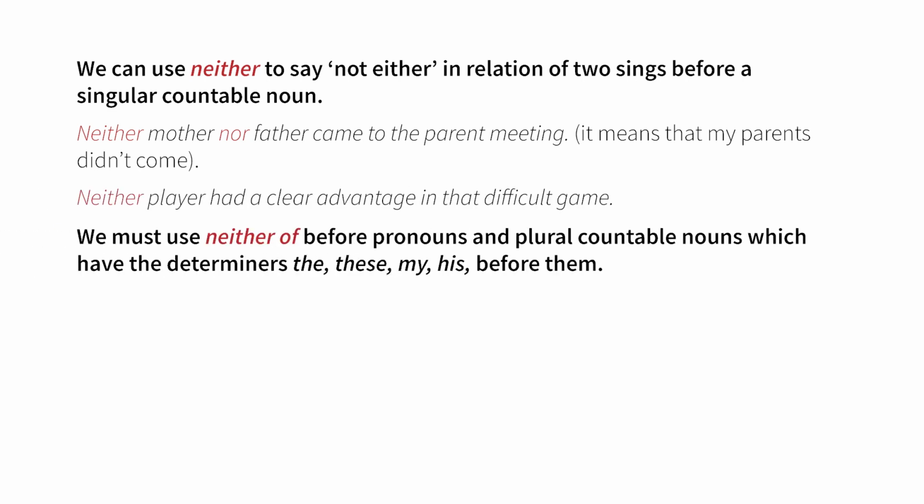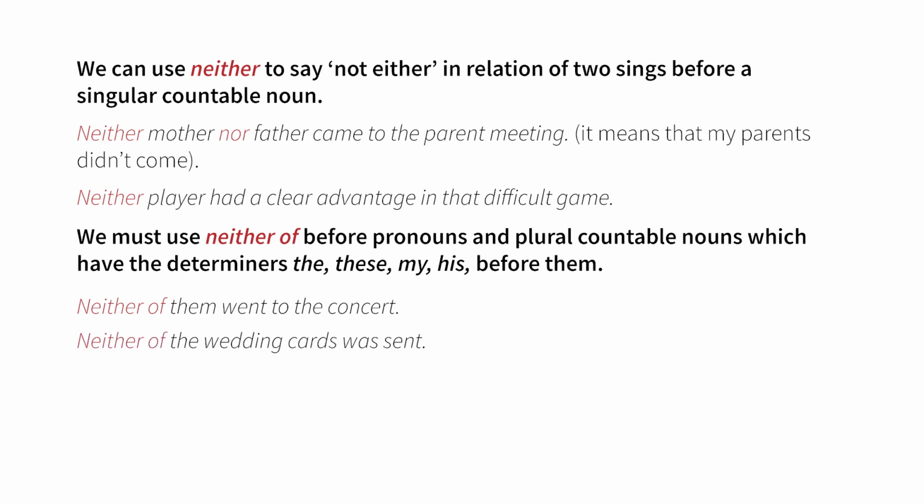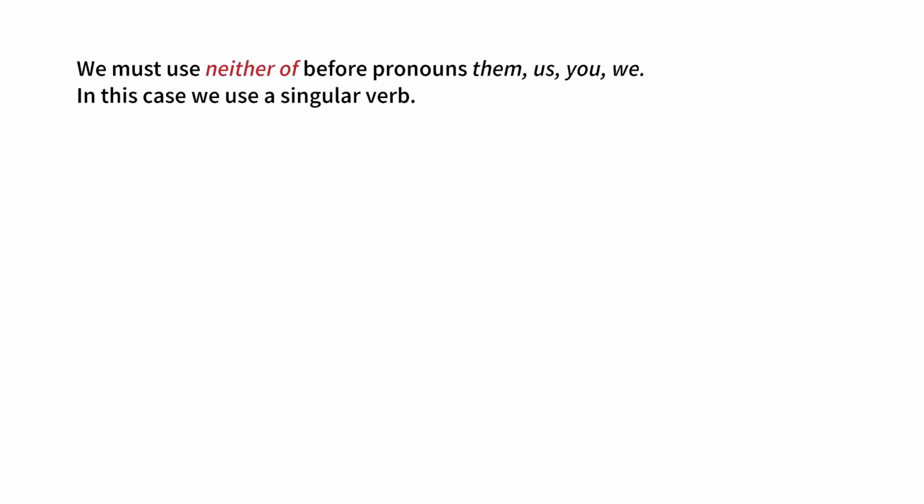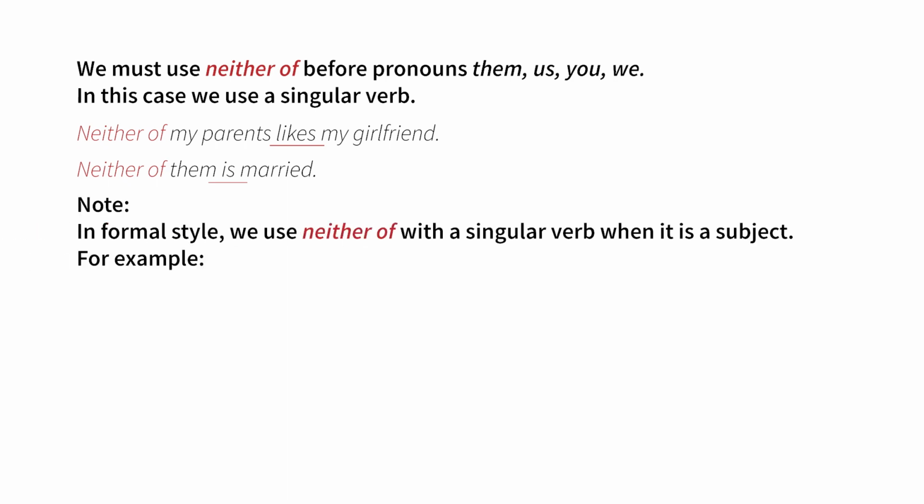We must use neither of before pronouns and plural countable nouns which have the determiners, the, these, my, his, before them. Neither of them went to the concert. Neither of the wedding cards was sent. We must use neither of before pronouns, them, us, you, we. In this case, we use a singular verb. Neither of my parents likes my girlfriend. Neither of them is married. Note. In formal style, we use neither of with a singular verb when it is a subject.